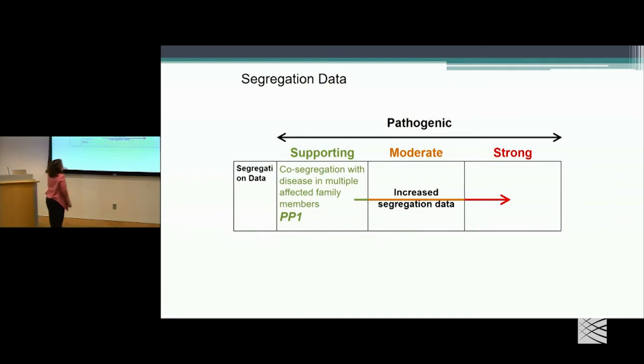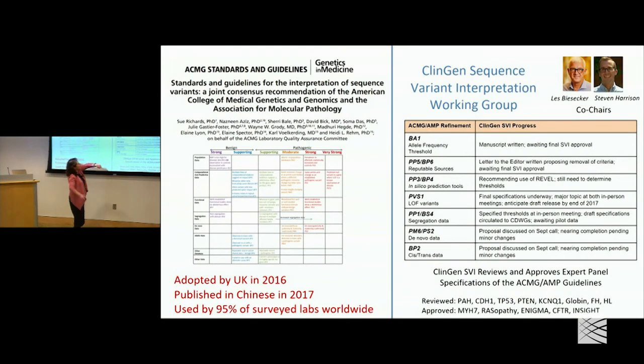In the guideline, the guideline does not give specific guidance over how to score quantitatively segregation data. I actually fought for like 6 months to get the committee to put quantitation in this, and I lost that battle. I at least got us to draw a line that said more data was stronger. But now our ClinGen group is working to quantitatively define this. In fact, Stephen Harrison, who's in the room here, and Les Biesecker co-chair our sequence variant interpretation work group for ClinGen, which is building more guidance and specificity and details into the ACMG guideline.